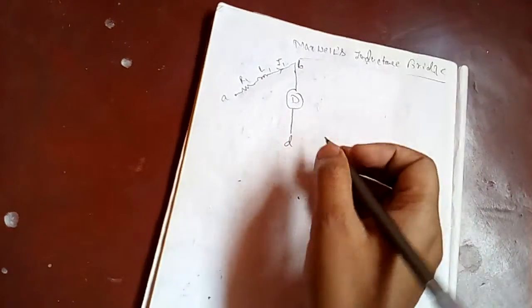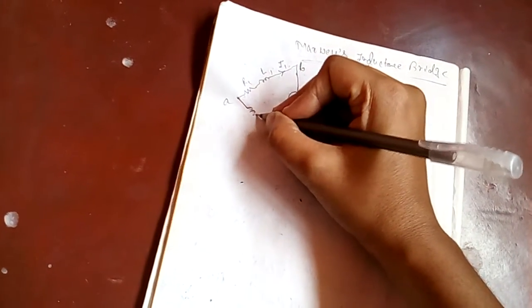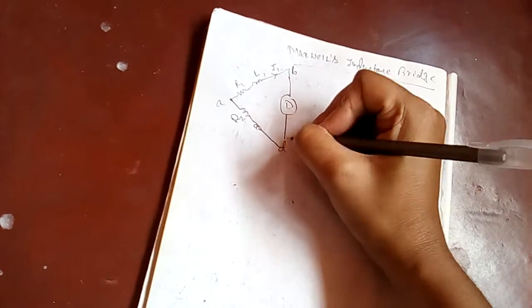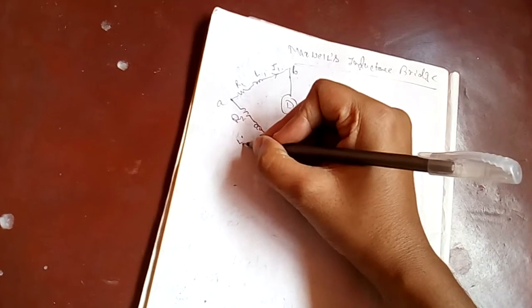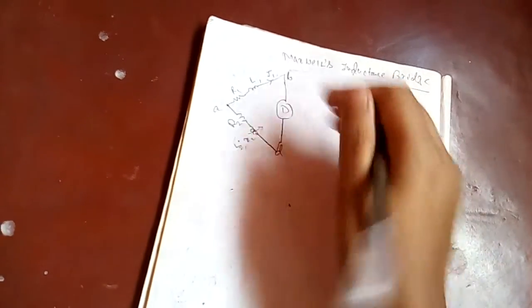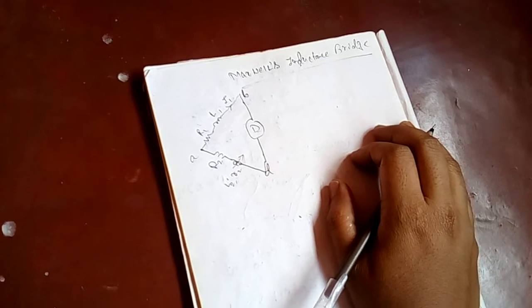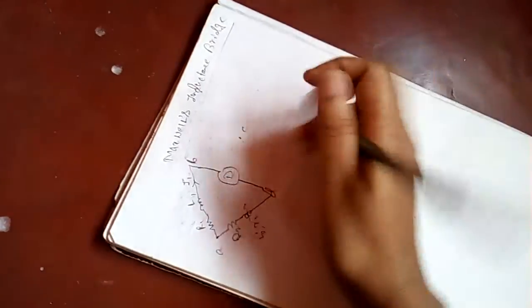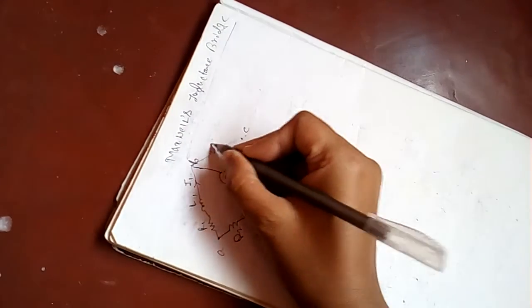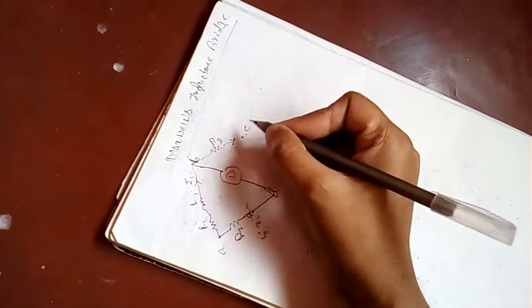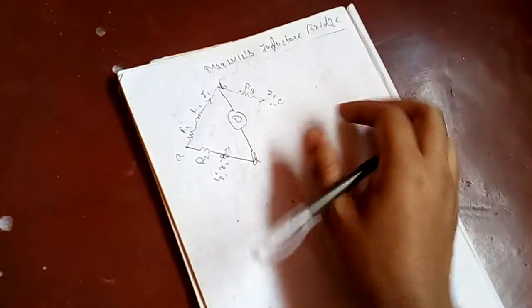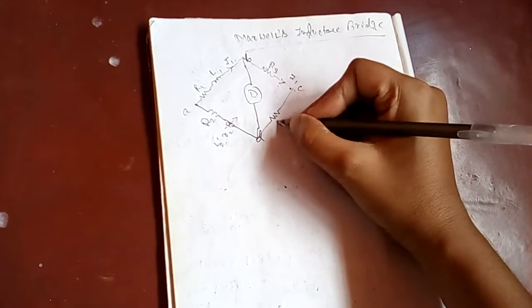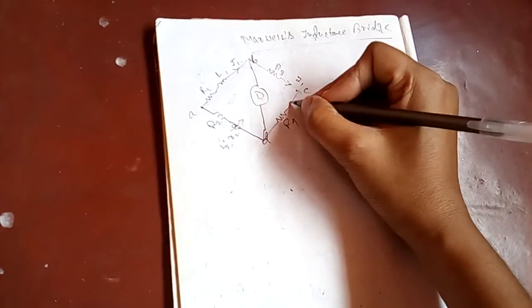Then between A and D there is a resistance R2 connected to an inductance L2. Between B and C there is a resistance R3, with current I1, and between C and D there is a resistance R4, and the current is I2.